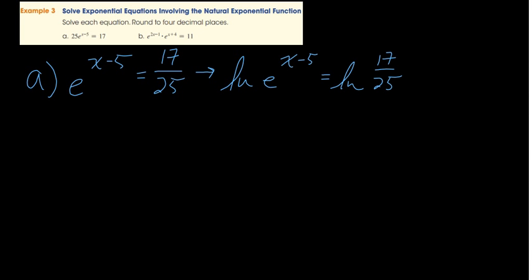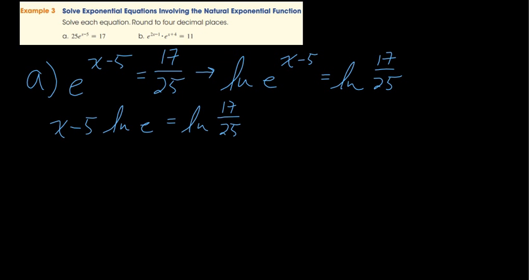Okay. Next, we're going to do this one time: we're going to put this x minus 5 in front of the natural log of e. We do it every time, but I'm going to write it out, and hopefully you'll see what I'm doing here. So let's put that x minus 5 in front. So we have x minus 5 times natural log of e is equal to the natural log of 17 over 25.